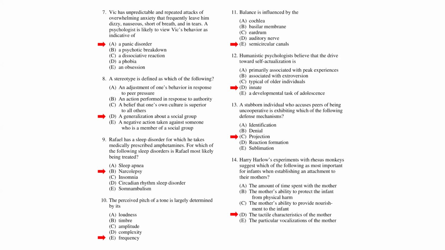So let's go through each of the questions. Number 7: Vic has unpredictable and repeated attacks of overwhelming anxiety that frequently leave him dizzy, nauseous, short of breath, and in tears. A psychologist is likely to view Vic's behavior as indicative of panic disorder, because out of all of these, that's pretty much the only one that is an anxiety adjacent disorder. And because it's frequent, that means it's a disorder and not just a breakdown or a reaction.